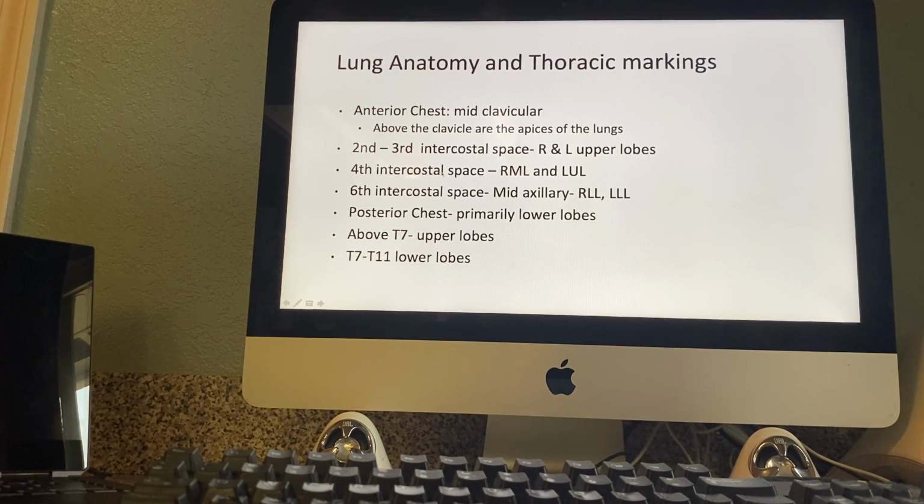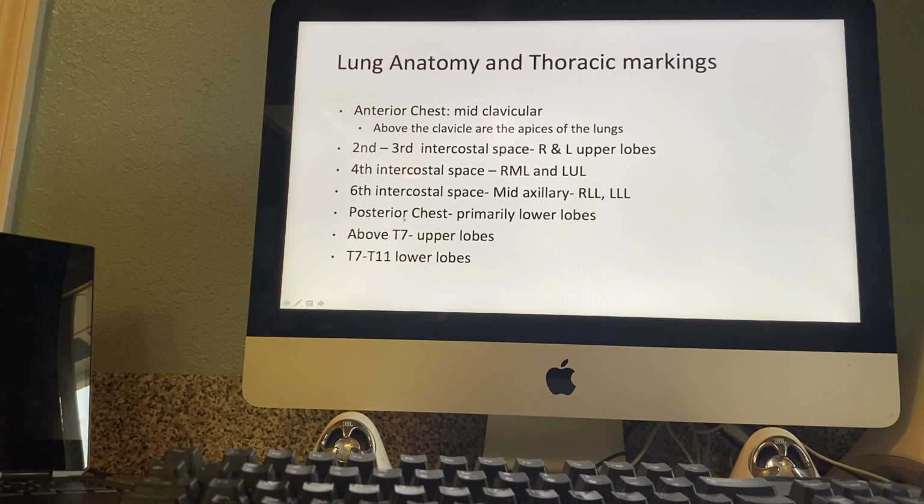Once you get to your fourth intercostal space, so your fourth to your sixth, you're in your right middle lobe, still in your left upper lobe. After the sixth intercostal space, mid-axillary, so meaning in your armpit when you're auscultating, you will be in your right lower lobe and your left lower lobe. So from the front, these are your landmarks for what you're listening to.